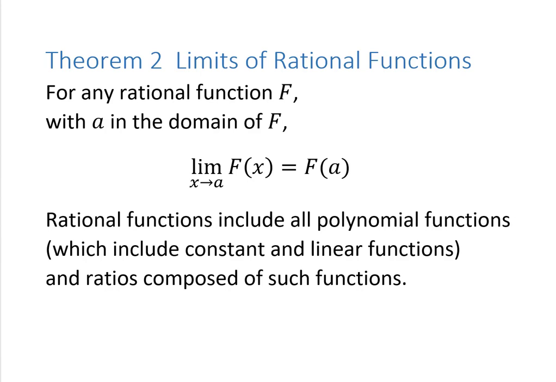While those limit properties are helpful, it can get a little bit tedious to do each portion of the polynomial that way. And we actually have theorem 2 to help us whenever we have polynomials or other rational functions. And so theorem 2 says that if you have a rational function f with an a value in the domain of f, then your limit of that function as x approaches a is the same thing as plugging a into that function itself. Rational functions include all polynomial functions, including constant, linear, quadratic, and ratios composed of such functions.